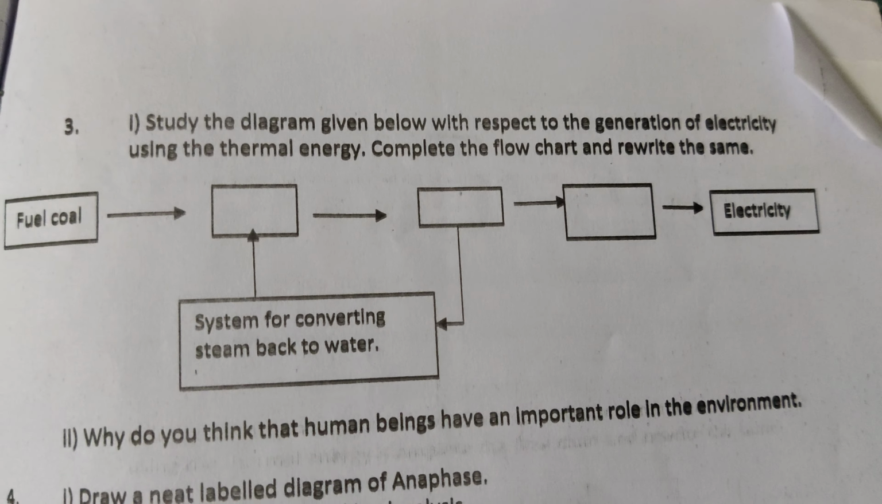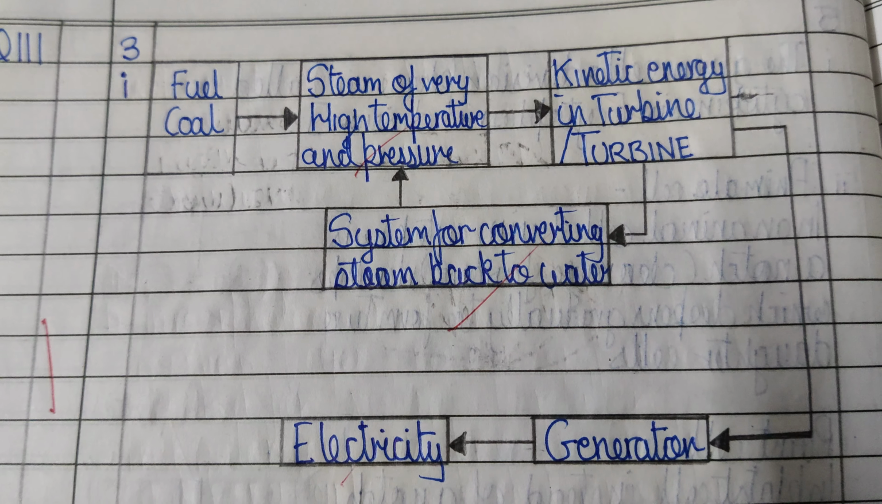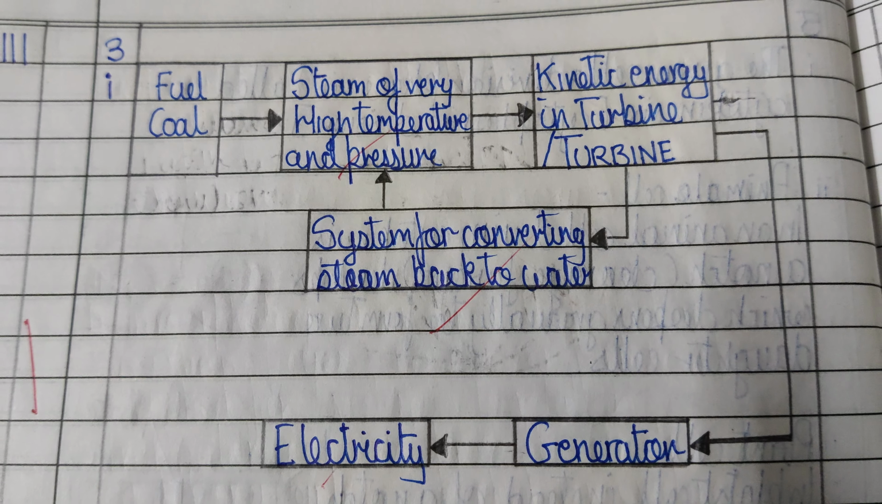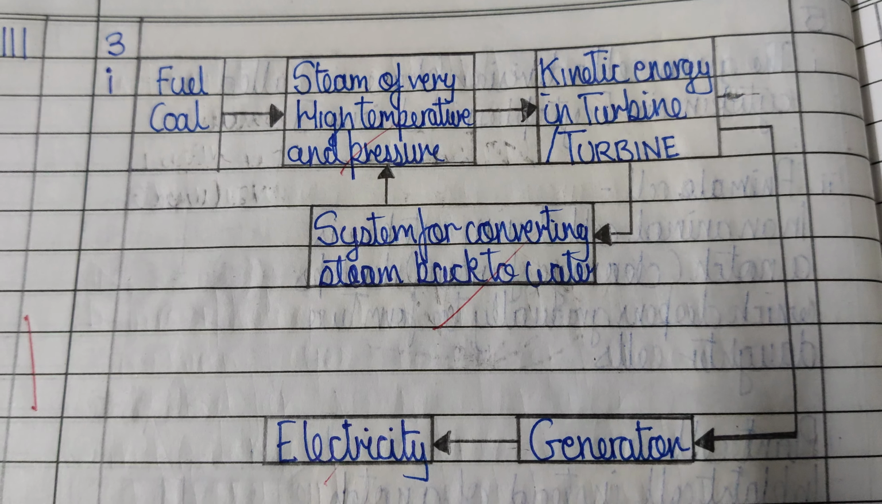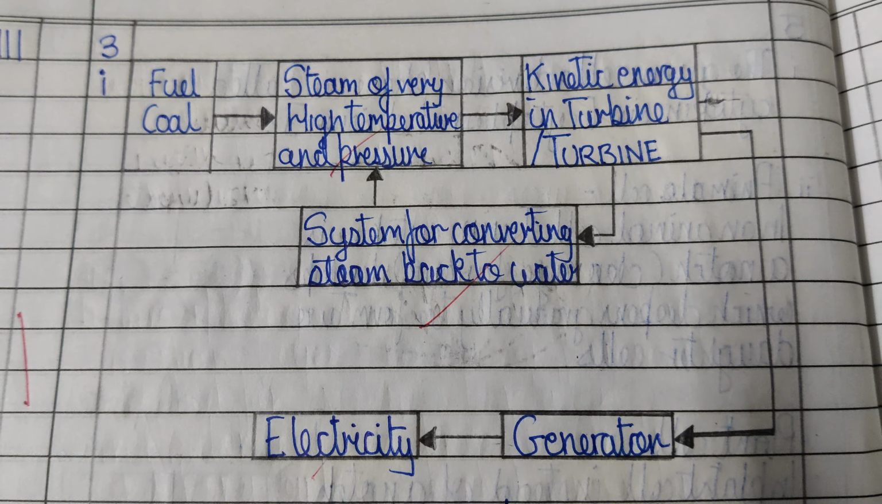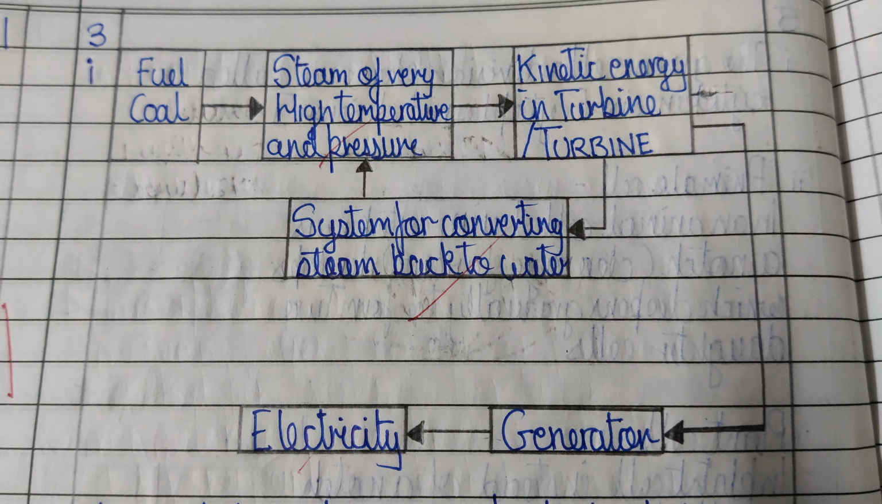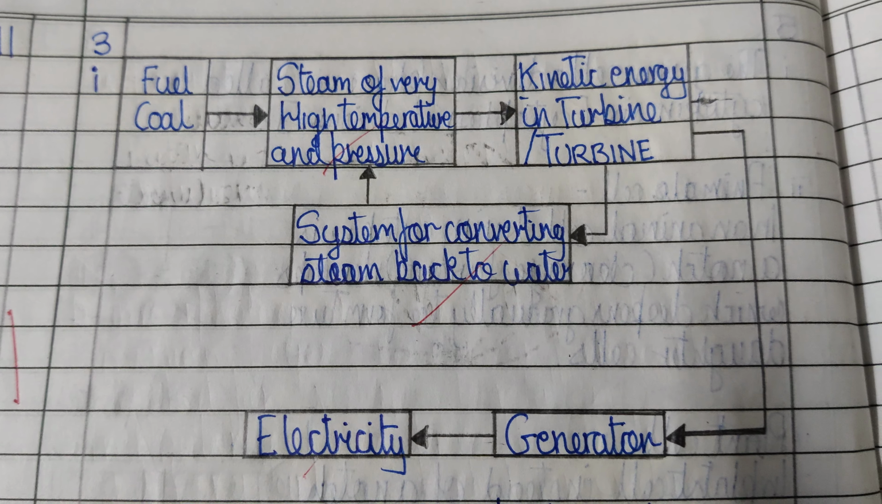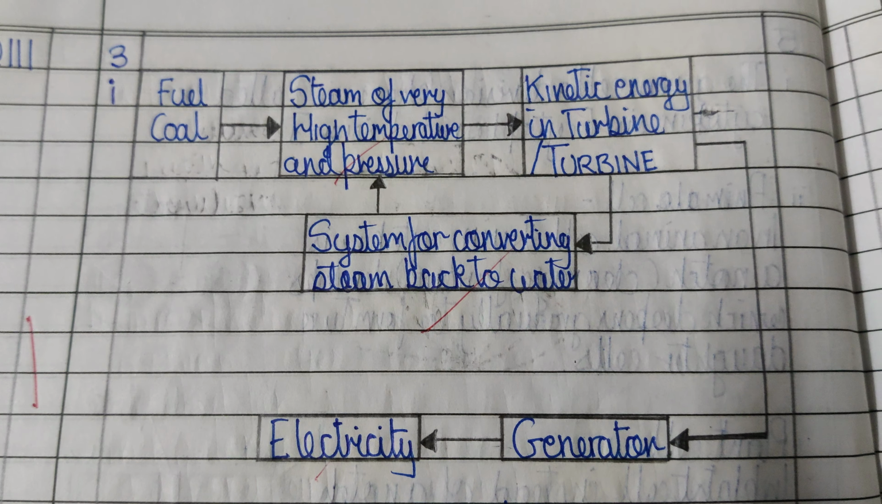Fuel coal to steam of very high temperature and pressure, then kinetic energy in turbine, then system for converting steam back to water. Second option, from kinetic energy in turbine to generator, from generator to electricity.